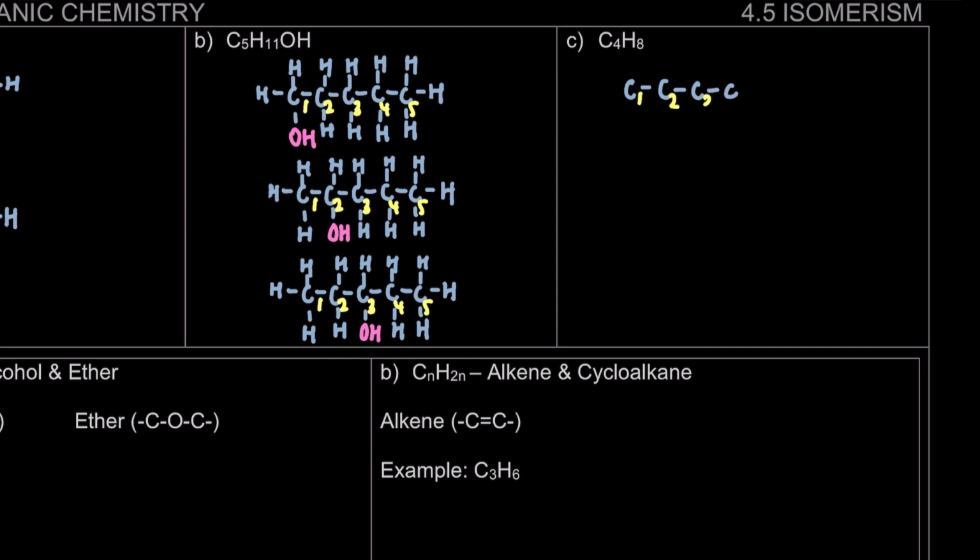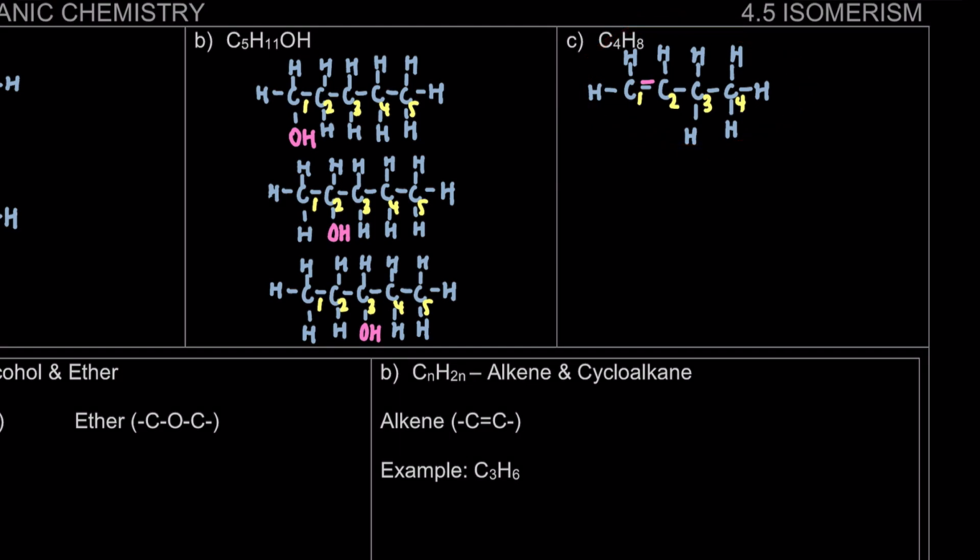So the first possibility is that the double bond is between carbon number 1 and carbon number 2. For this one, make sure that each carbon only has 4 covalent bonds. This carbon already has 2 bonds, so it needs 2 more. This carbon already has 1, 2, 3, so it needs 1 more. This one only has 2, so it needs 2 more. And carbon number 4 only has 1 covalent bond, so it needs 3 more. Then we fill up with H. This is the first possibility.